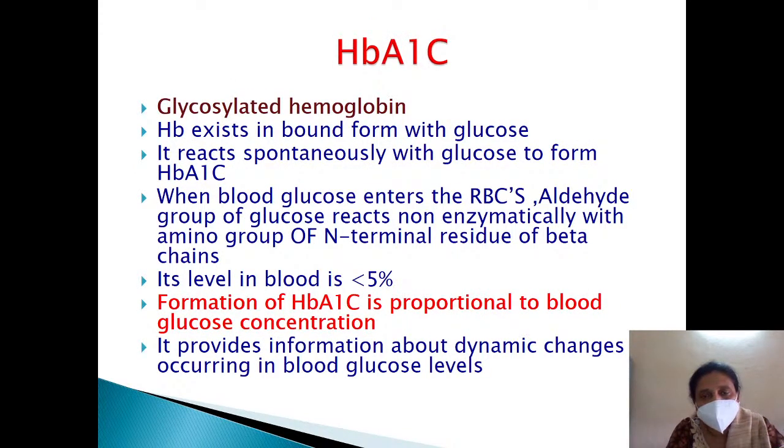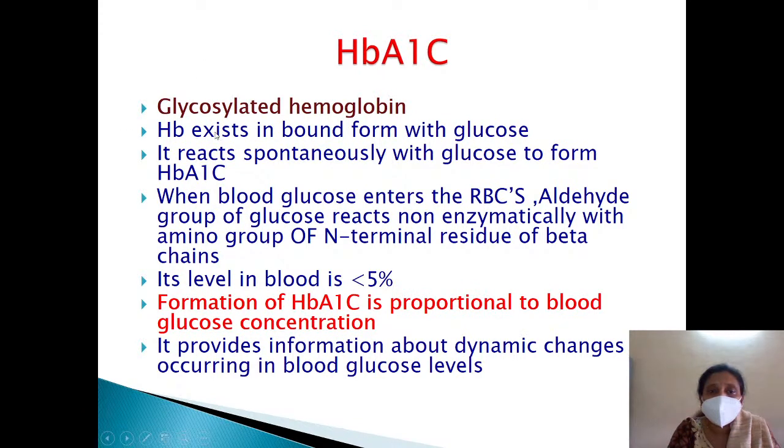Then coming to the next one, HbA1c. HbA1c is also called glycosylated hemoglobin. Why is it called glycosylated hemoglobin? It means hemoglobin in combination with glucose. Here hemoglobin exists in bound form with glucose, that is, hemoglobin is present in combination with the monosaccharide glucose.